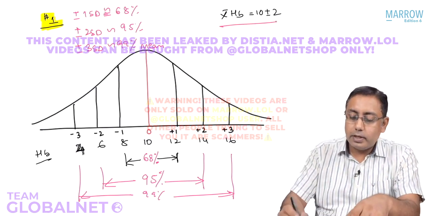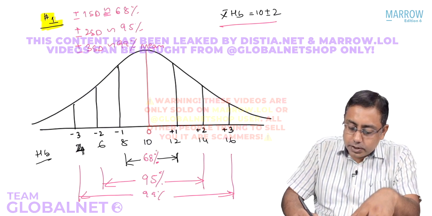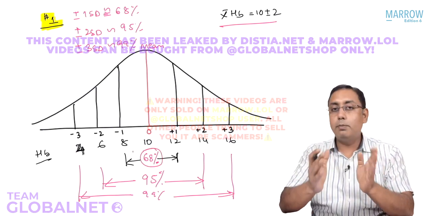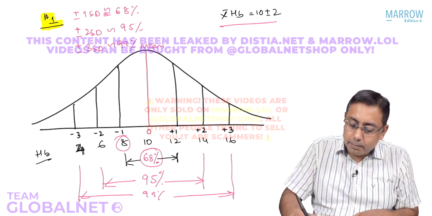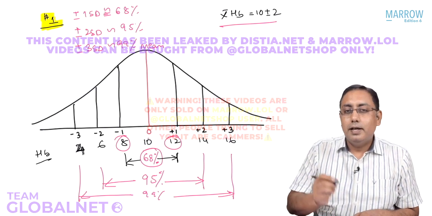So if you have, let's say, 100 people, out of them 68% are going to lie between how much hemoglobin? Between 8 gram percent and 12 gram percent.